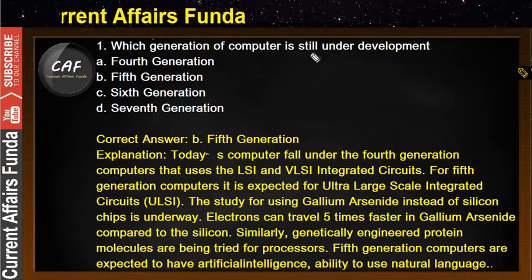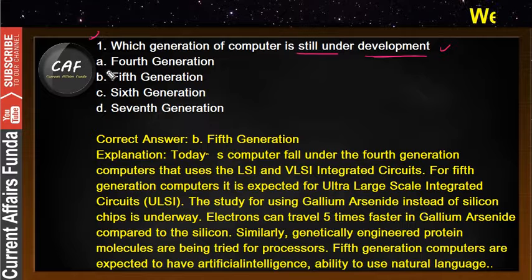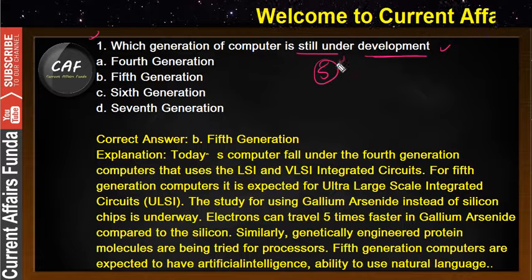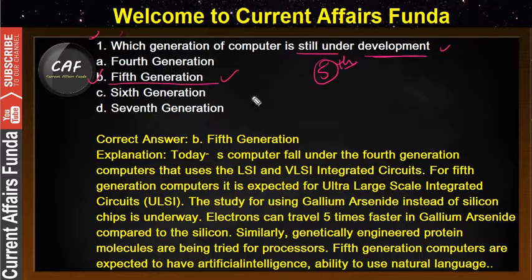Which generation of computer is still under development? The options are 4th, 5th, 6th and 7th. So guys, there are only 5th generations, that's why the answer will be B. 5th generation computers are under development.